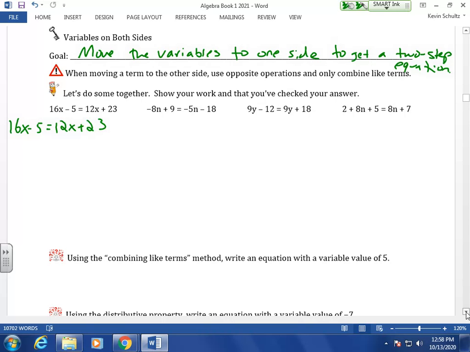Okay. If our goal here is to move all the x's or all the variables to one side, we can say, well, I've got 16 on the left side, 12 on the right side. I'm going to take these 12 x's and move them to the other side. And because we're moving them, we're using opposite operations here. I'm subtracting 12x from both sides because 12 minus 12 is 0. There are no more x's there. I've moved them all over. And now I've got 16 minus 12x, which is 4x, minus 5 equals 23. There's my two-step equation right there.